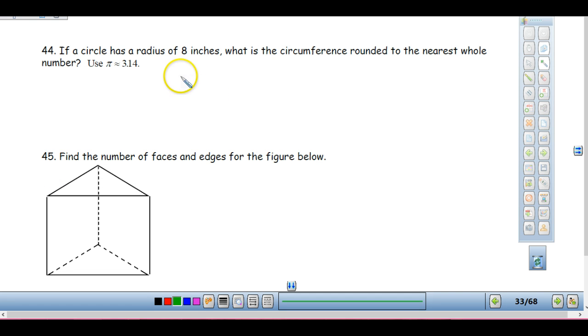Number 44, your radius is 8. It wants the circumference, so 2 pi r, which is going to give you 16 pi inches, or again multiply it out, 50.27 inches.